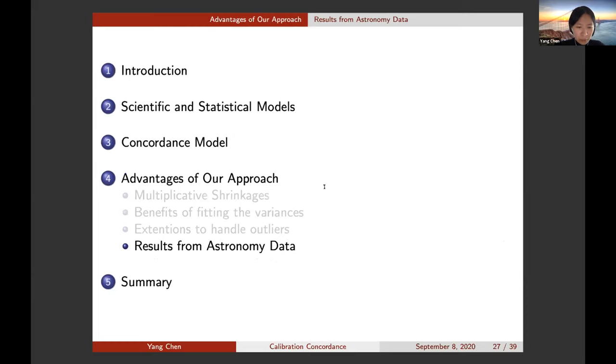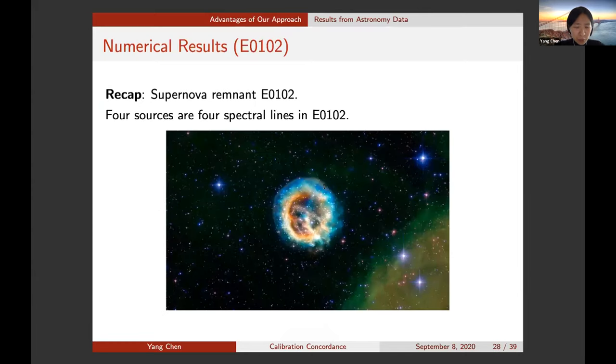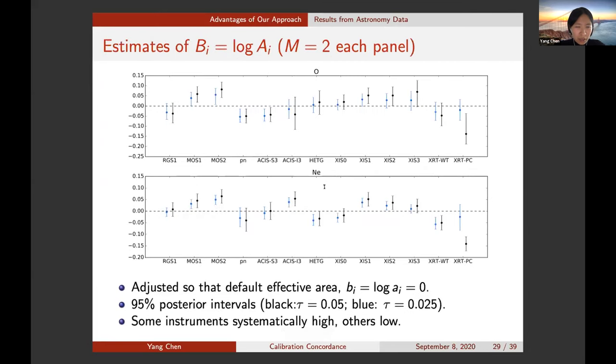So I will just show some results from the data sets given by Herman and Vinay. The first one is based on this E0102 data, and we have 4 different sources from 4 different spectral lines of the E0102. And here are our results of the estimates of the logarithm of the effective area. The top panel is based on the oxygen, and the bottom panel is based on the neon data. And the bars are the 95% posterior intervals.